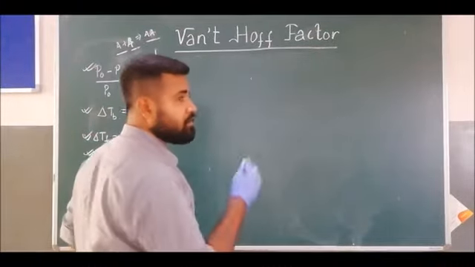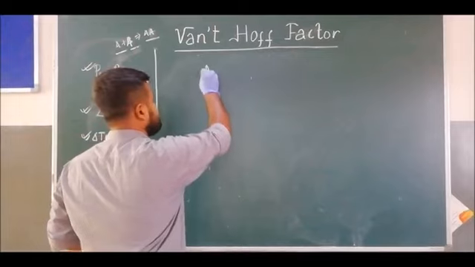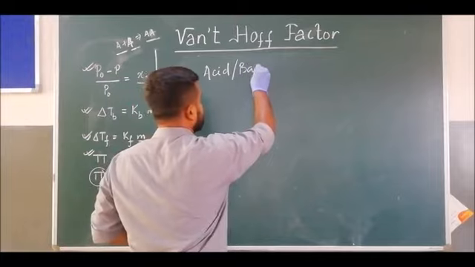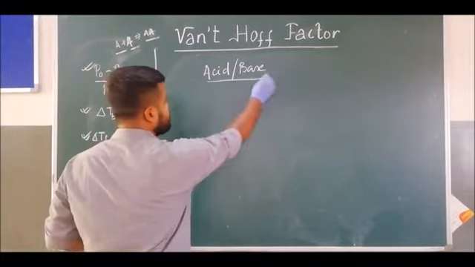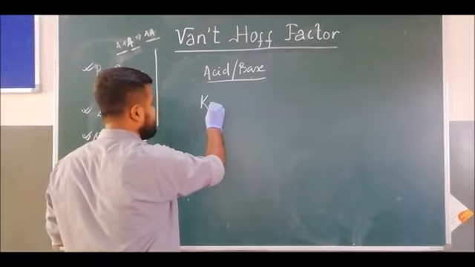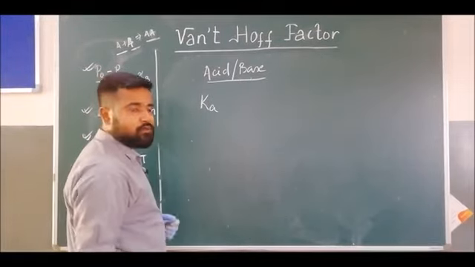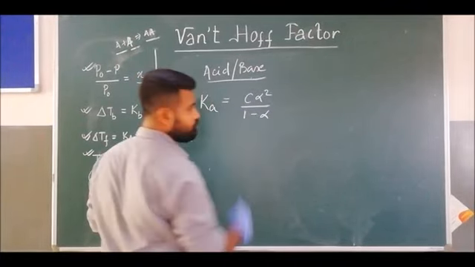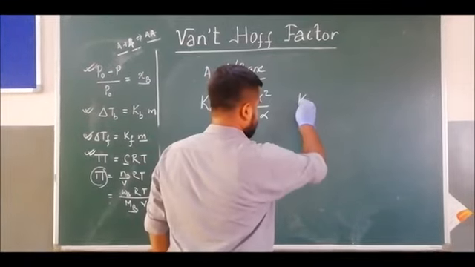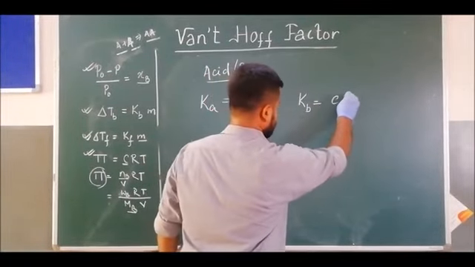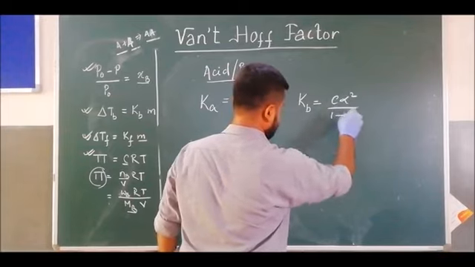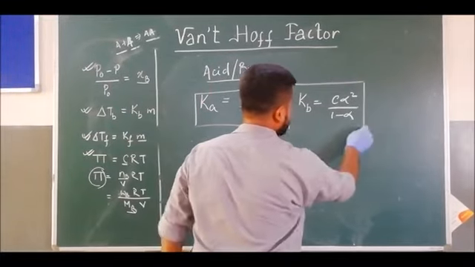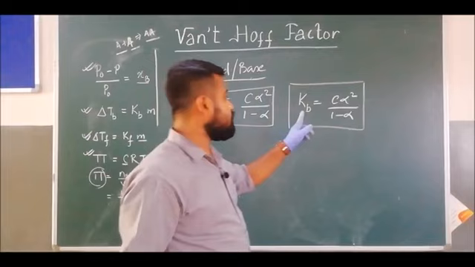Already you have studied the dissociation constant of acid and base. What is the dissociation constant of acid? That is Ka, which equals C alpha square by 1 minus alpha. Similarly, the dissociation constant of base equals C alpha square by 1 minus alpha. These are the other equations of acids and bases, and this is called the acid constant and this is called the base constant.